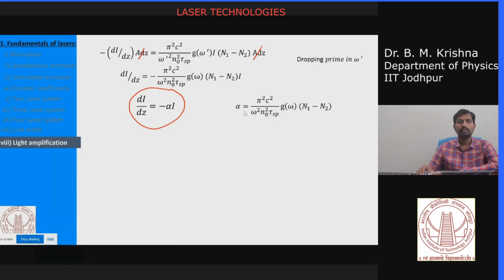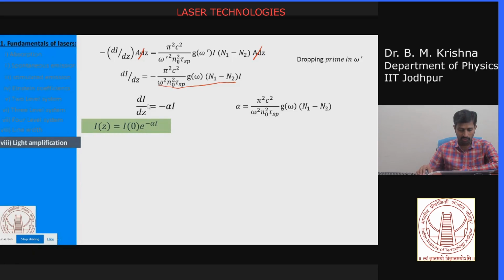So your alpha is nothing but pi square c square omega square n naught square tau sp g of omega (n1 minus n2). When we talk about optical absorption, we call alpha the absorption coefficient, but here you cannot call this the absorption coefficient. I will tell you why a little later. Now you see your alpha depends upon frequency omega, so we can also call alpha a function of omega.